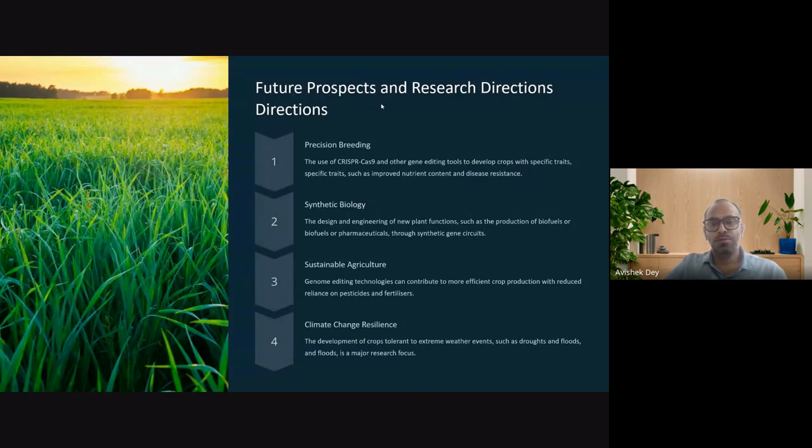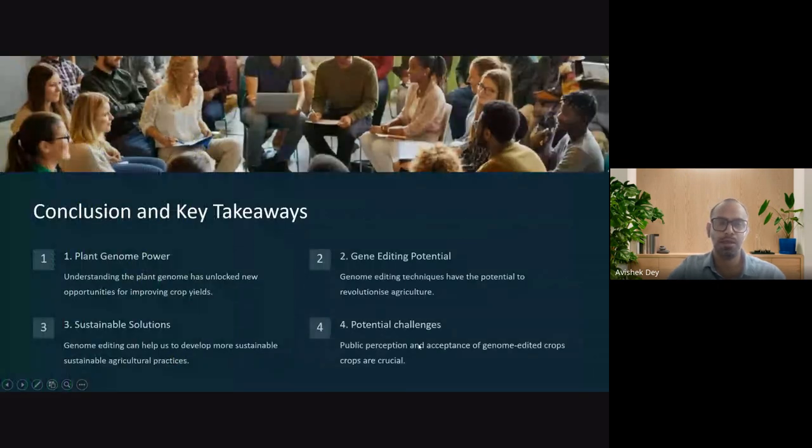The future perspective is obviously precision breeding, genome editing, and then synthetic biology, which is basically bioinformatics-based tools using which you can design new pathways. This can be clubbed together for sustainable agricultural practices, thereby getting climate resilient plants.